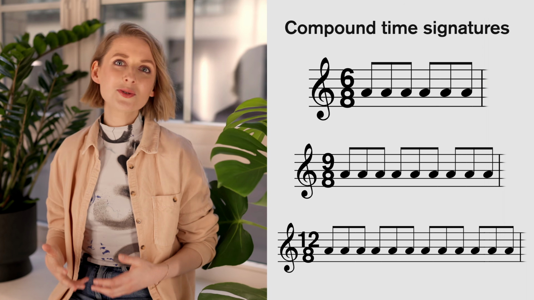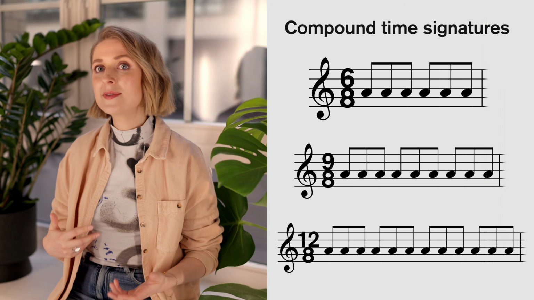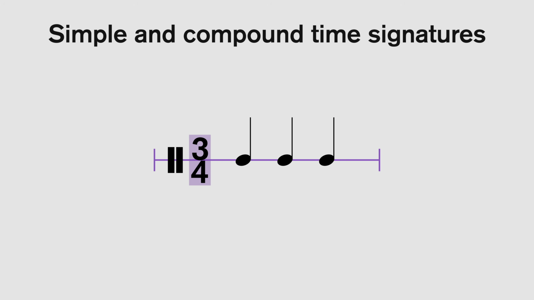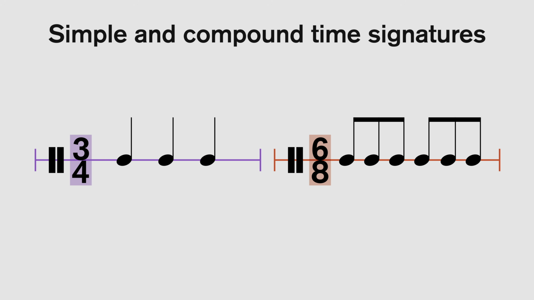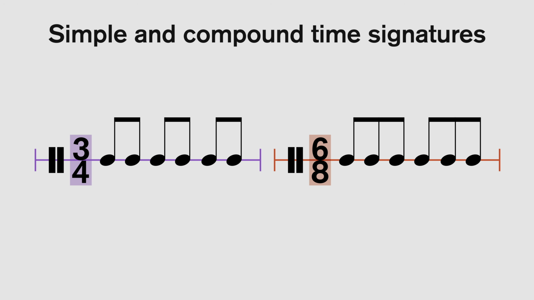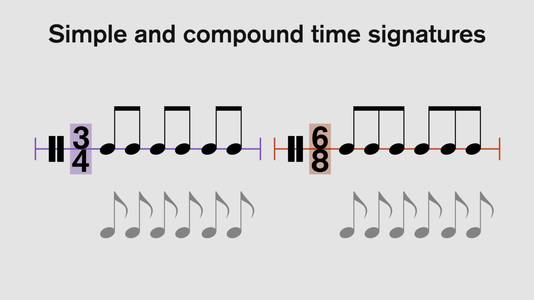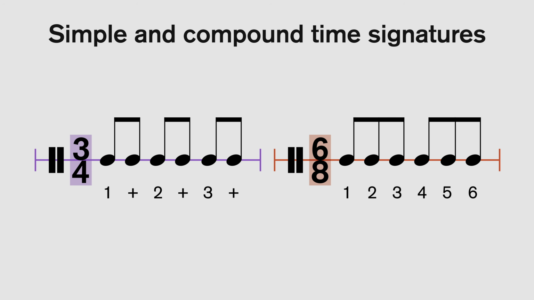Now, the crucial difference between simple and compound time signatures is basically the way you divide up the beat, or the way you would count the bar. Take, for example, 3/4, which is a simple time signature, as opposed to 6/8, which is a compound one. If you do the maths, these bars are the exact same length. They're both 6/8 notes long, but we count them differently.